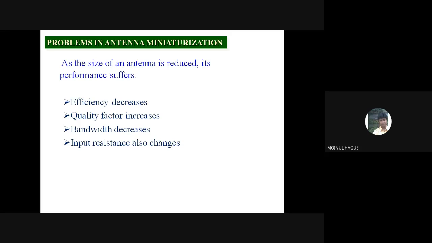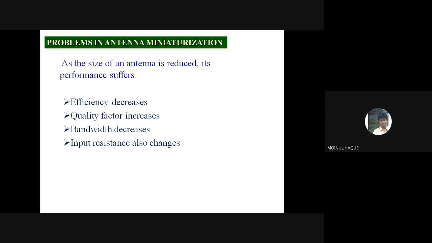As our antenna is getting smaller, it does not radiate. As it does not radiate, what does that mean? It stores more energy. When a structure stores more energy, that means its quality factor is very high. The bandwidth decreases, because quality factor and bandwidth are inversely proportional. So quality factor increasing, bandwidth decreasing, and input resistance also changes.